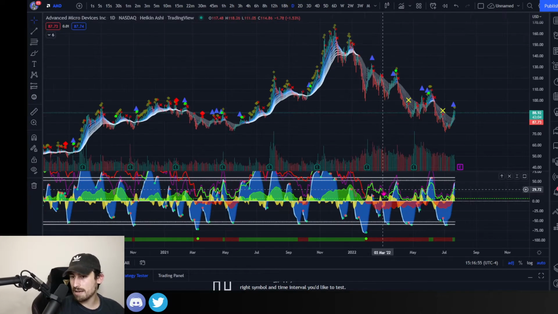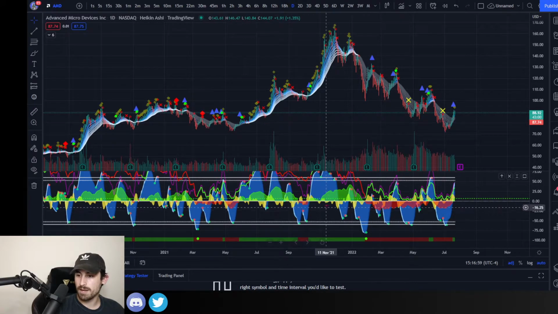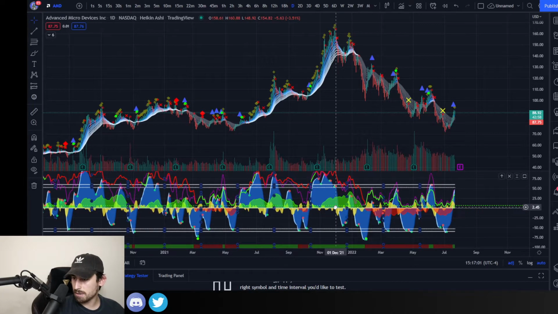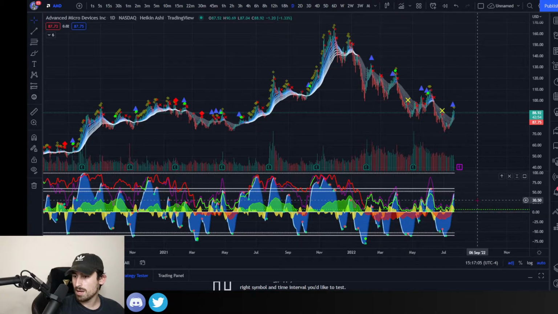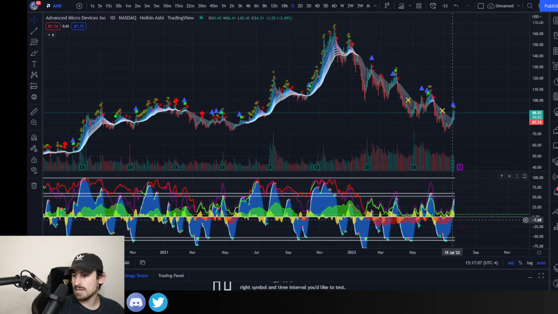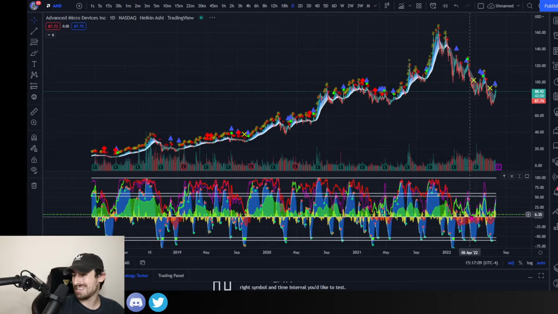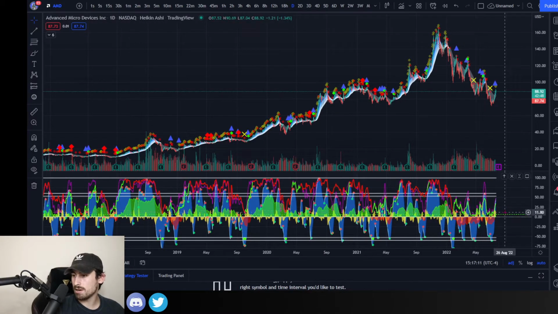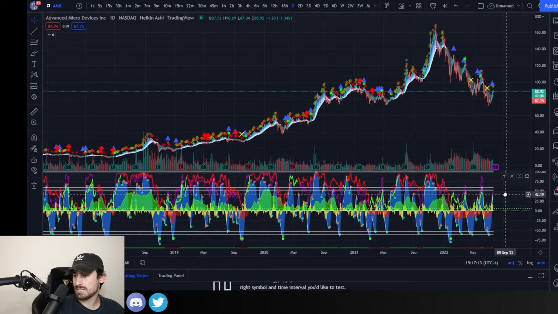What else do we have here on Market Cipher? That is pretty much it. And you can see why it's my favorite indicator now, because it's got so much to work with. It's a nice and sleek indicator. It could be overwhelming for new people to understand.